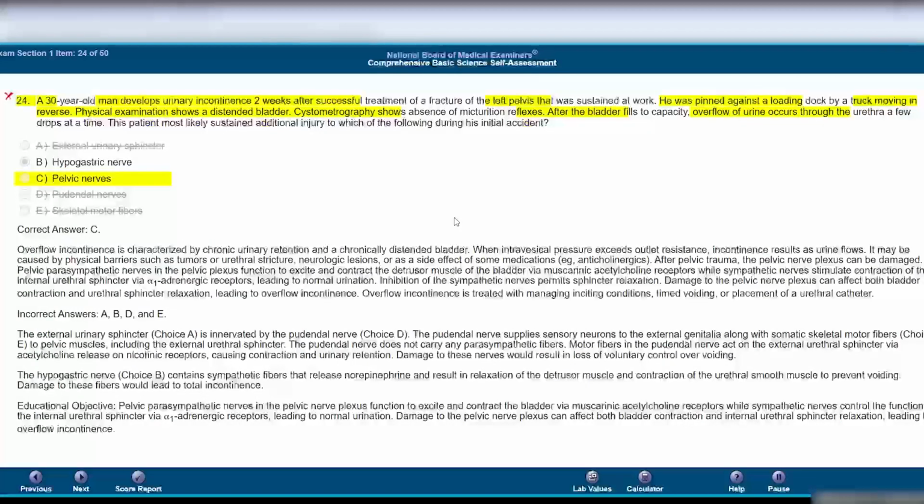They never ask about the hypogastric nerve, right? They never ask about these skeletal motor fibers. They never ask about the external urinary sphincter. They ask about pelvic nerves and pudendal nerves. So make sure you know those dead pat, because those are going to be your answers.